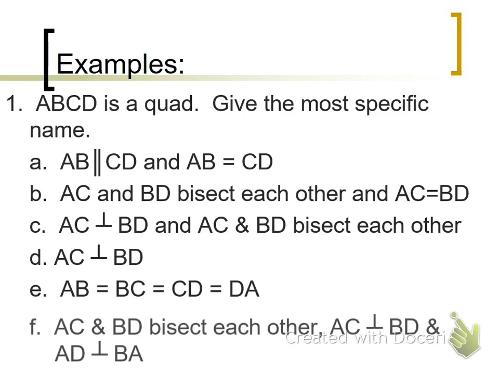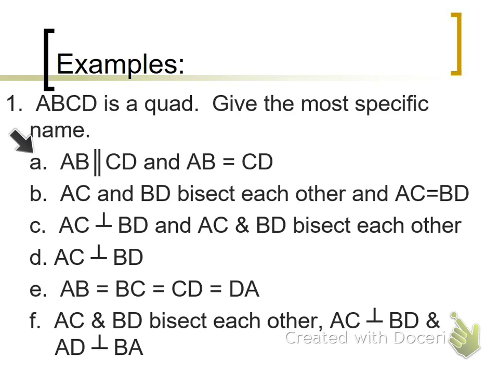Now, every time we switch to a new line, A, B, C, D, E, F, we start over. So it's kind of like a fresh set of rules each time. Does that make sense? We're not building on each other. Each one is its own problem. So we know we have a quadrilateral.